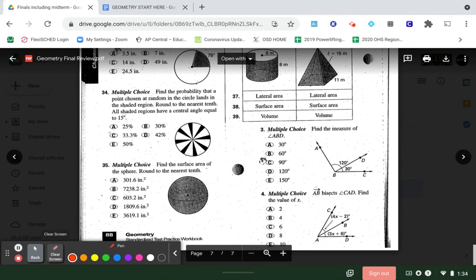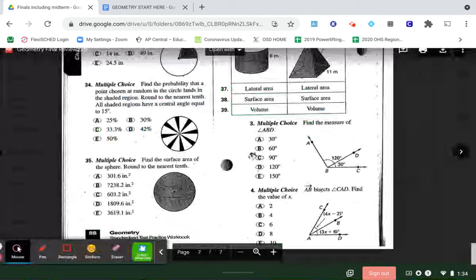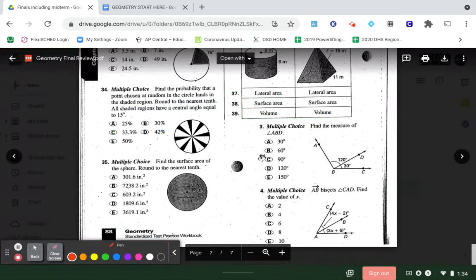Okay, we've got to zoom in on this one so we can see what it looks like. 12 inches. So we have a radius equal to 12 inches. So the surface area of a sphere is 4 pi r squared. So we end up here with 4 times 144 times pi. And 1809 right there. Okay, clear.